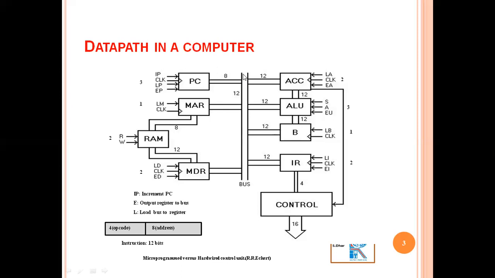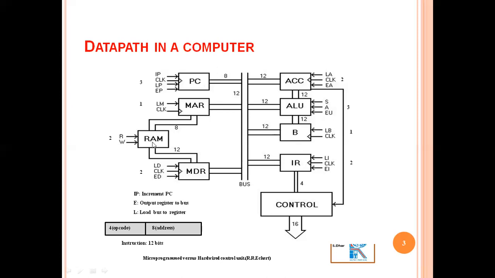Now see here, all the components are connected with a bus. Clear? Now in this system, the size of the instruction is 12 bits. That means it uses a 12-bit bus. Out of the 12 bits, the uppermost 4 bits are used for the opcode, and the lower 8 bits are used for addressing the operands. That means the left-hand part is the opcode, and this part is the operand.